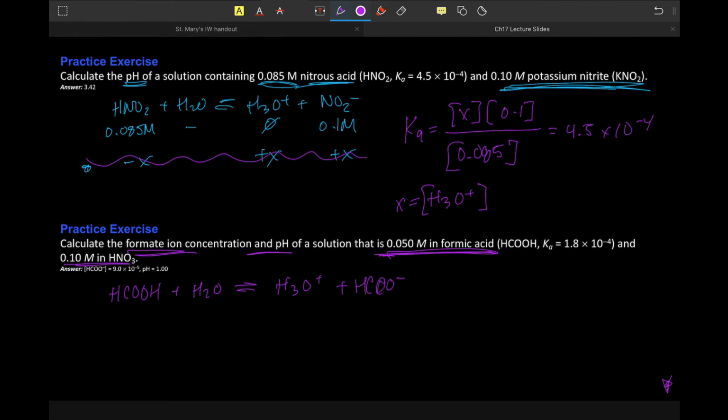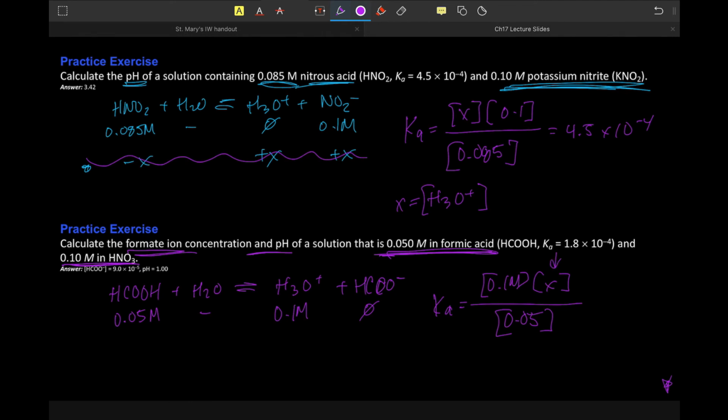We get HCOO minus. Let's think about our concentrations. We have 0.05 molar formic acid, and then this other concentration, which is initially 0. So we have the exact same scenario. We'll set up our Ka equal to 0.1 molar times our x over 0.05, and then we'll solve for our x, and that will give us our hydronium ion concentration.